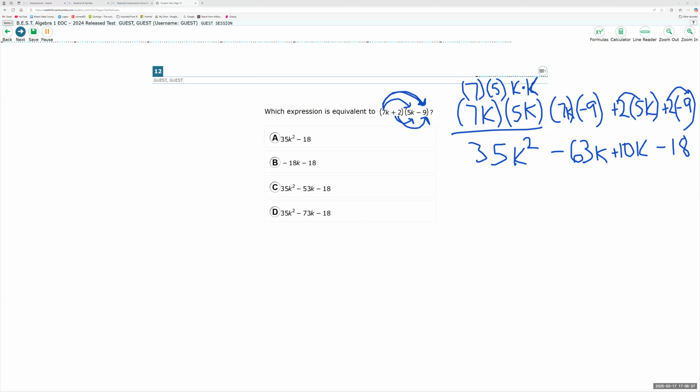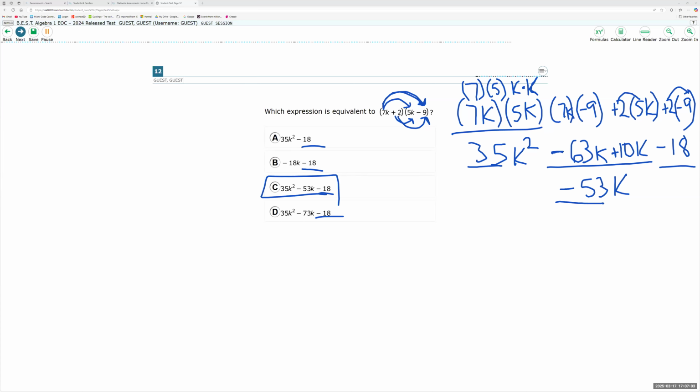Minus 18. I noticed that the minus 18 doesn't help me. But if I combine these two k terms that are like terms, a negative 63 and a positive 10 gives me a negative 53k. So my answer is 35k squared minus 53k minus 18. That's choice C.